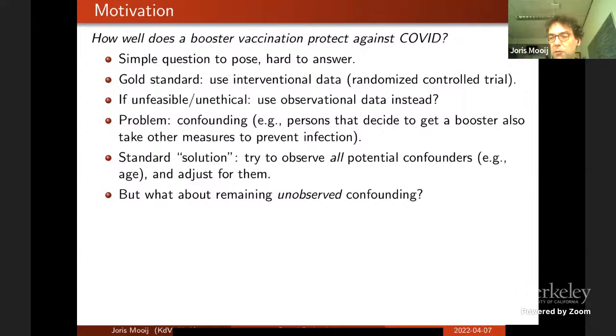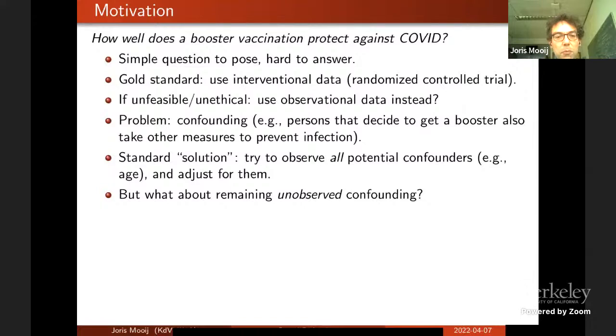Of course, we can make use of the gold standard in principle using interventional data. So we could set up a randomized controlled trial and use that to estimate the causal effect of the booster vaccination. But it could be unfeasible to set up such a randomized controlled trial because perhaps you want to immediately decide who is going to get the booster and not wait for some study that might take a year. Could also be unethical. So the question is, can we make use of observational data instead, perhaps?